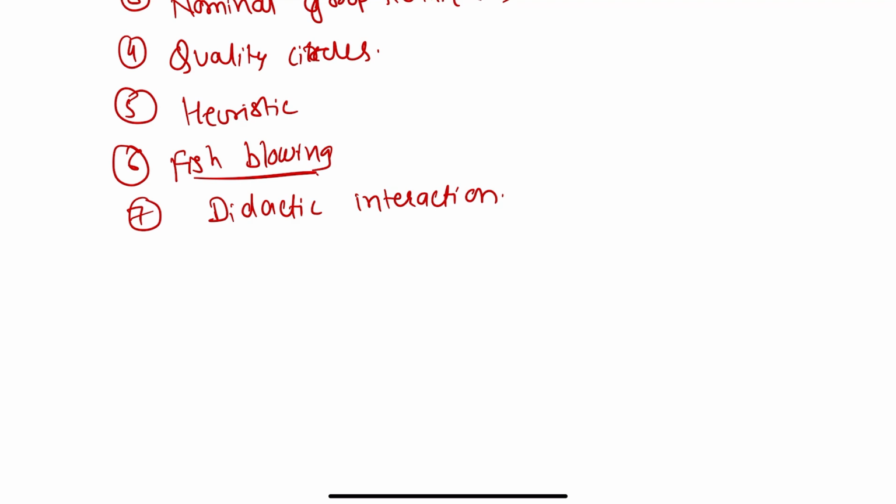Now there are some individual decision making techniques like linear programming, decision tree, game theory.